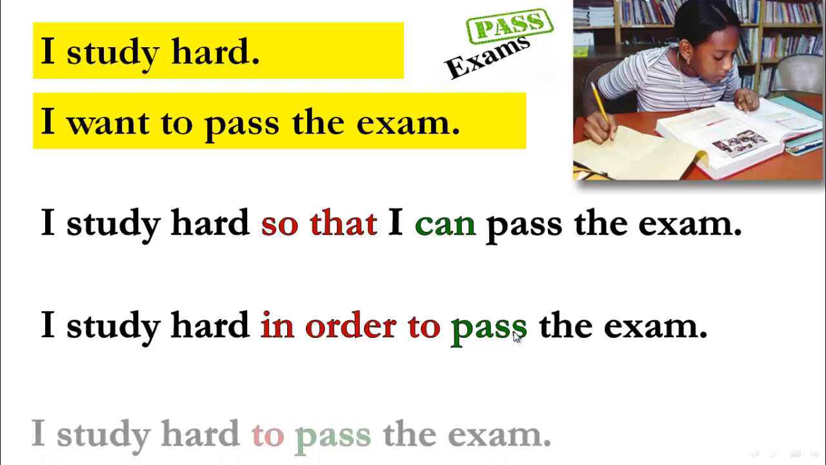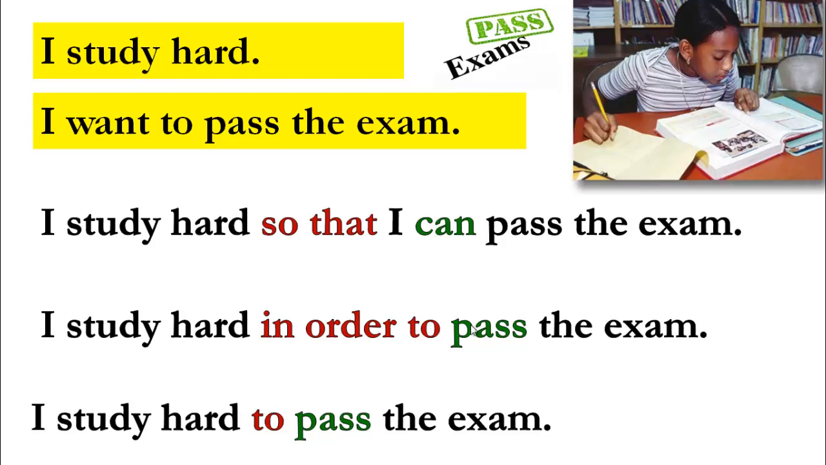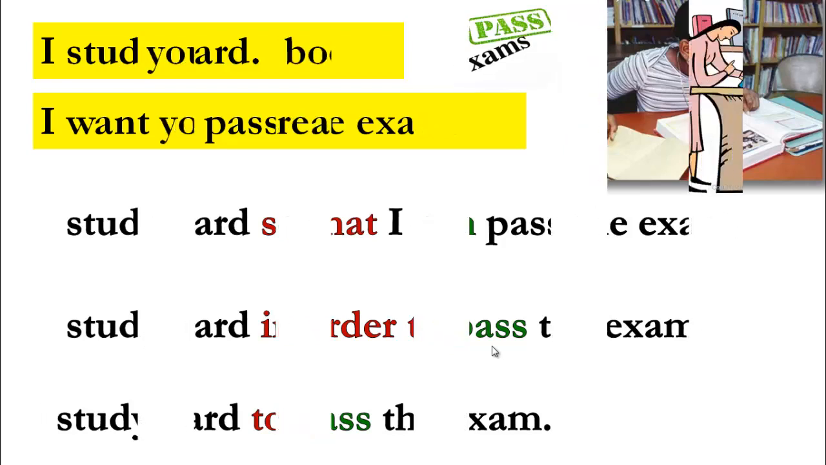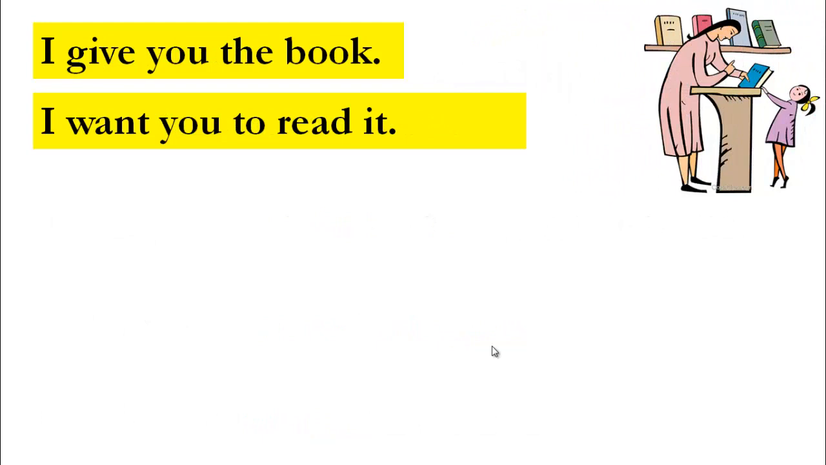The third one is the same as the second one. So instead of in order to, I say to. So I study hard to pass the exam. So here I have the three examples. Study them well, because we are going to have more examples. Let's move to another one.